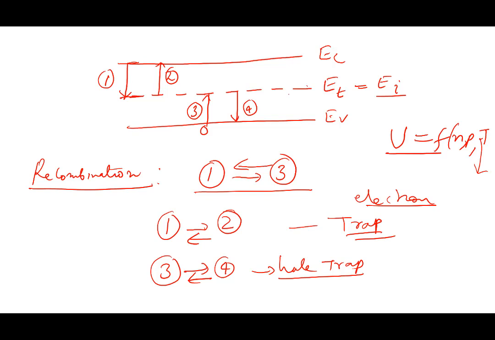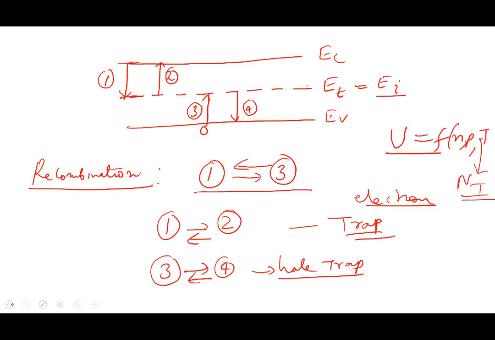It should also depend on the number of defects. If I have a large number of defects, it's more likely that this defect level causes recombination. There's a greater probability that I'll capture an electron, and a greater probability that I'll capture a hole. If I have fewer defects, there's less probability. So obviously the number of defect levels is very important here.